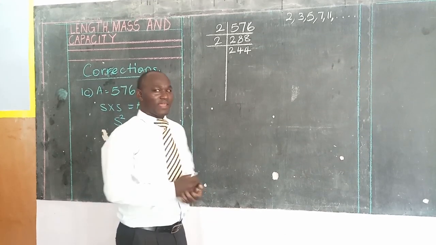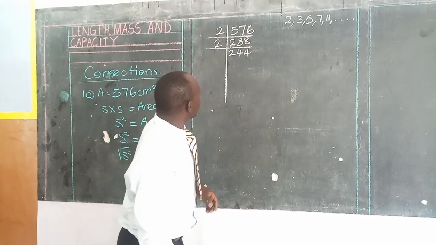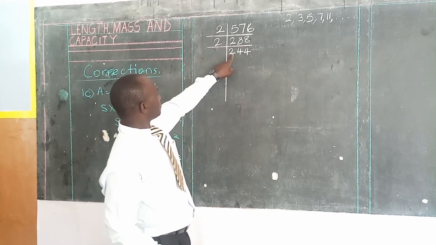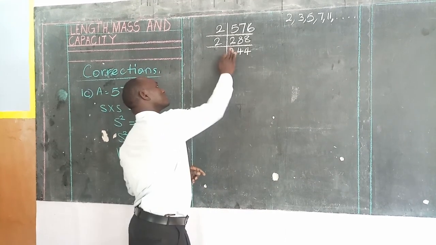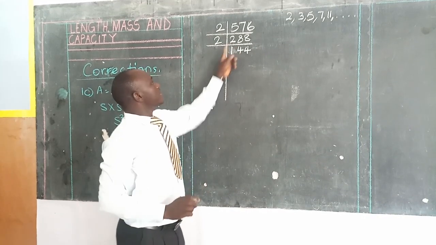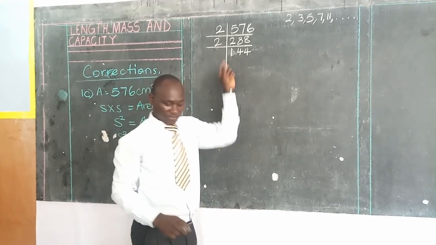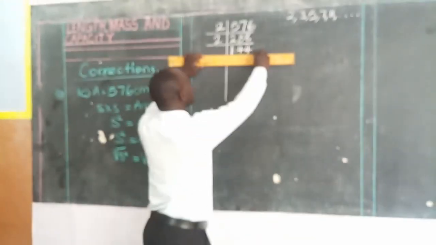Okay. 288 divided by 2 is 124. Oh, I wrote 2 to 4? No. 2 divided by 2 is 1. That means 288 divided by 2 will give us 144. We continue.